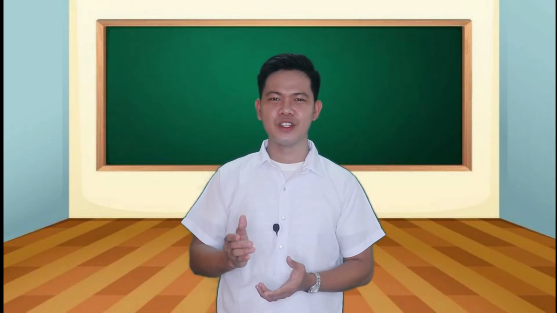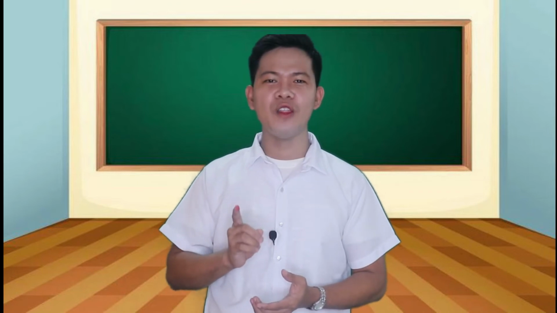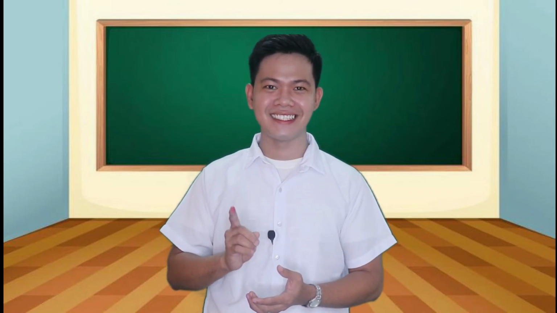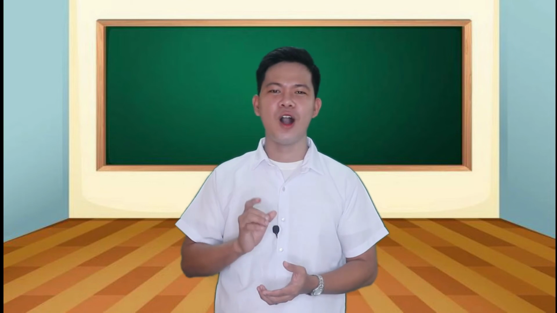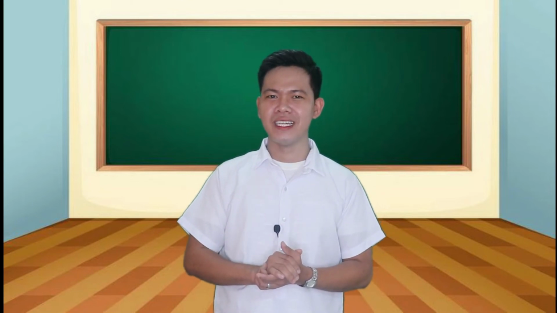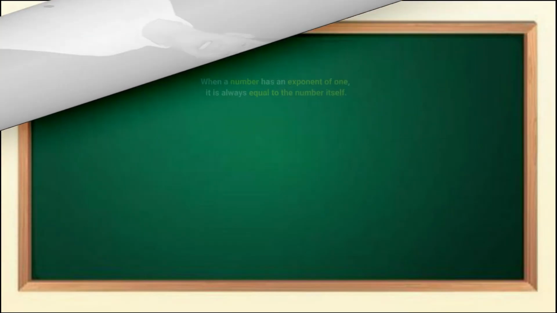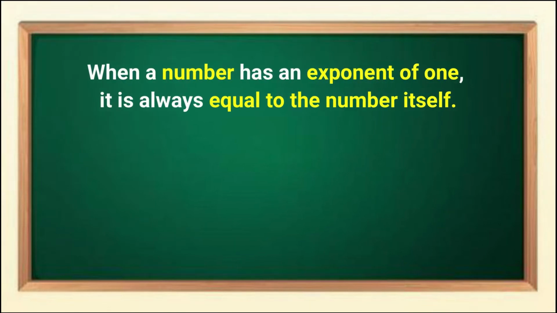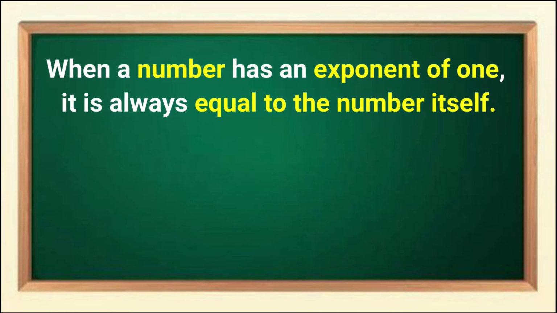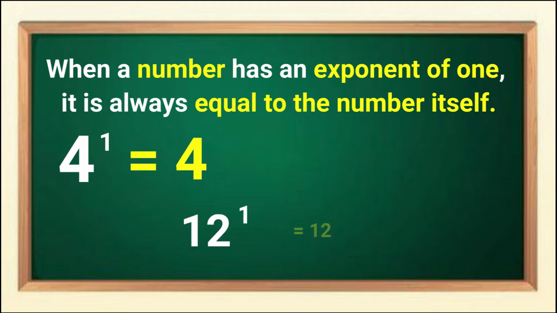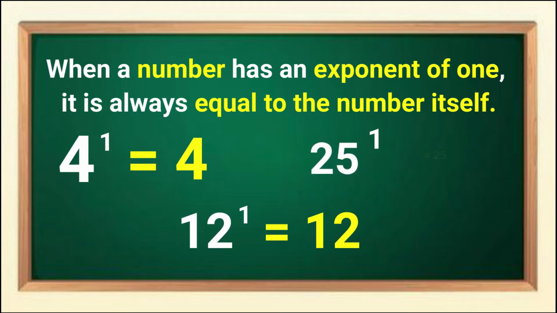I have here some trivias. Did you know that all numbers has an invisible exponent? You hear it right. All numbers has an invisible exponent of number 1. When a number has an exponent of 1, it is always equal to the number itself. So 4 raised to the first power is equal to 4. 12 raised to 1 is 12. 25 raised to the first power is 25.